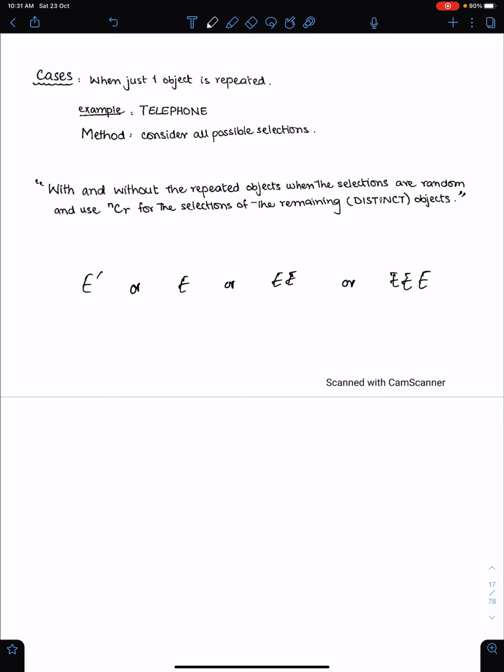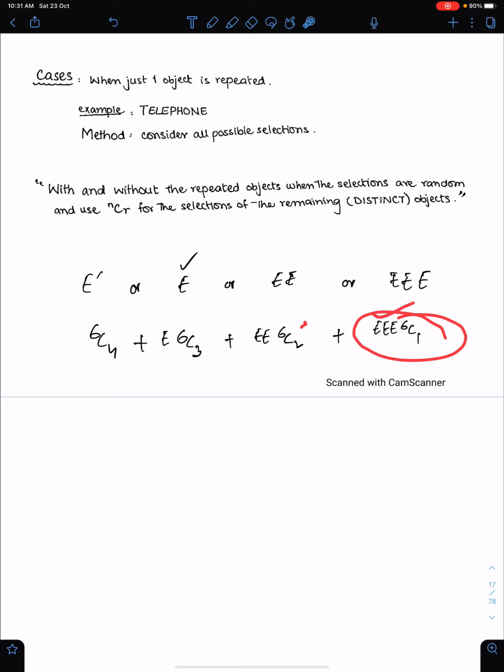Since remaining letters are 6, so 6C4. Since we already have selected one E, so we need to write 6C3. One E is already there. Since we already have selected 2 E's, so we need 2 more from remaining 6. Since we already have selected 3 E's, so we need to write 6C1 here. See, 4 letters with 3 E's, 2 E's, and with 1 E and with no E's. This is the way to do this type of question.